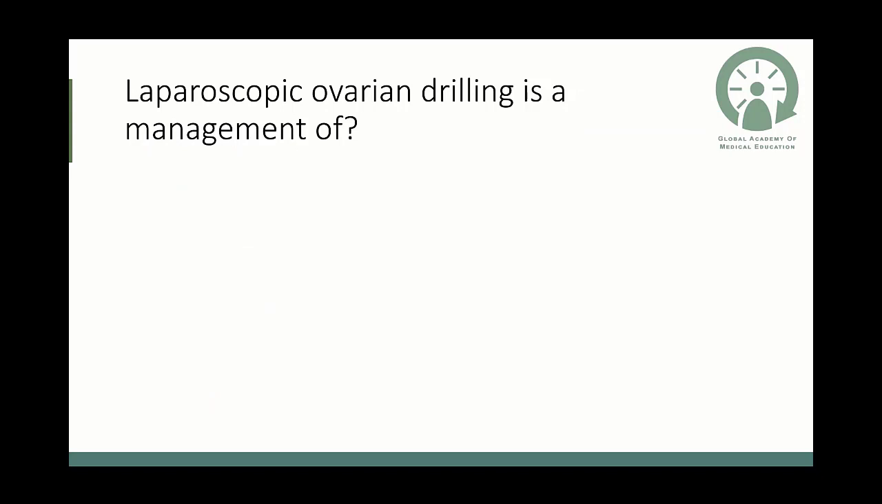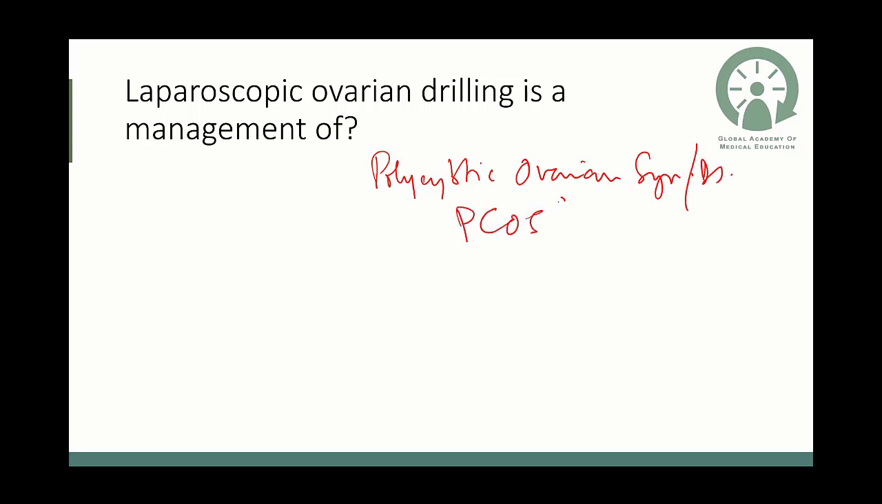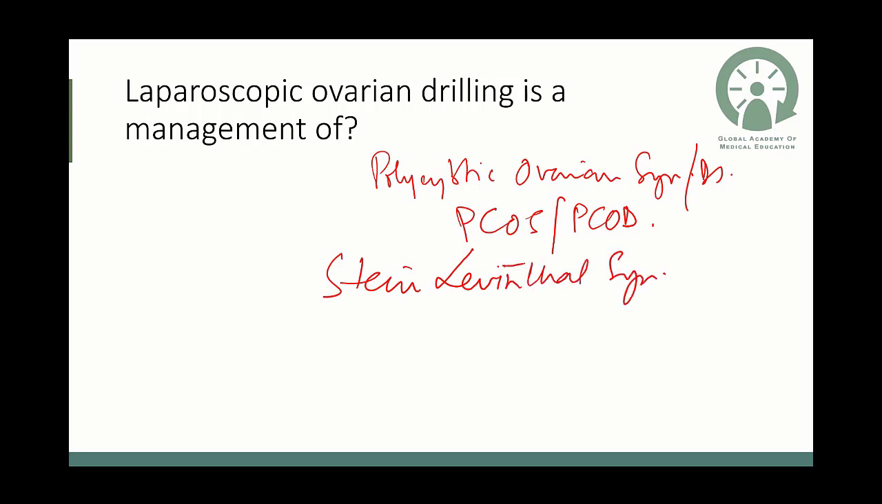Laparoscopic ovarian drilling is a management of polycystic ovarian syndrome or disease, PCOS or PCOD, which is also known as Stein-Leventhal syndrome, which is also popularly known as HAIR-AN syndrome: hyperandrogenism, insulin resistance, acanthosis nigricans. So, HAIR-AN syndrome.